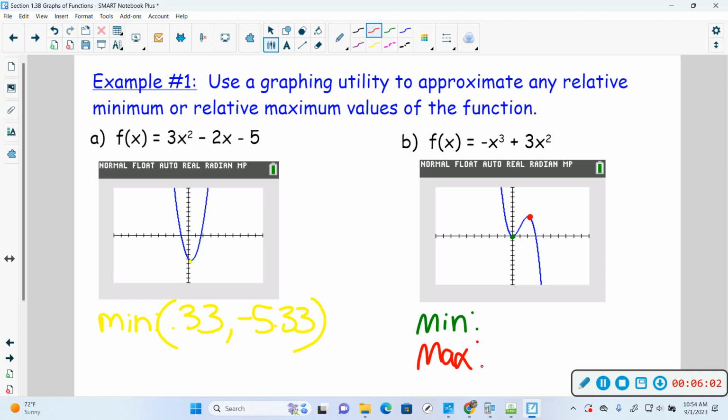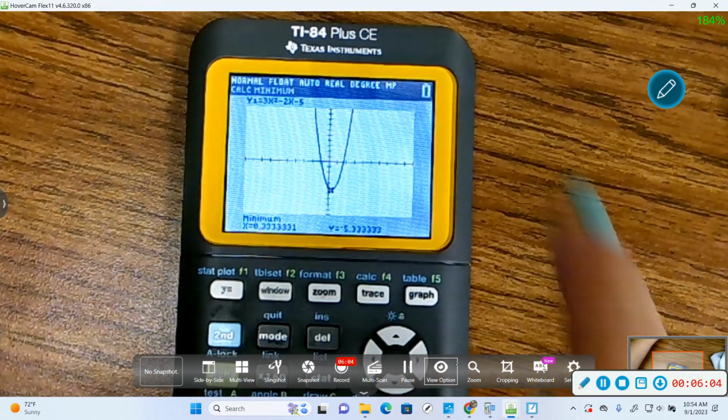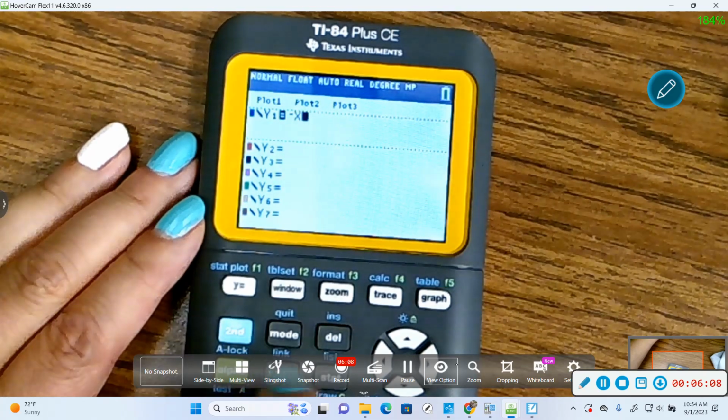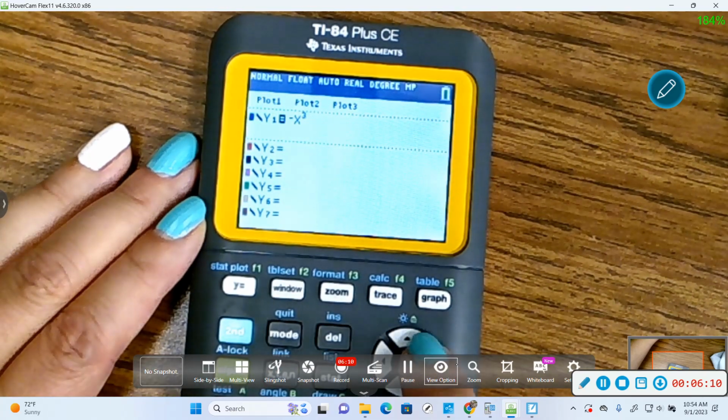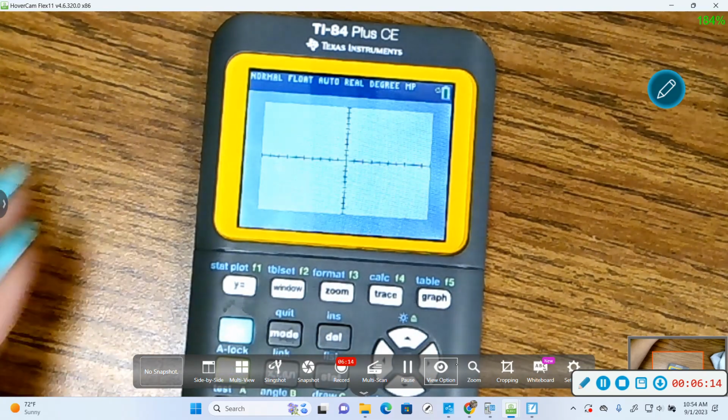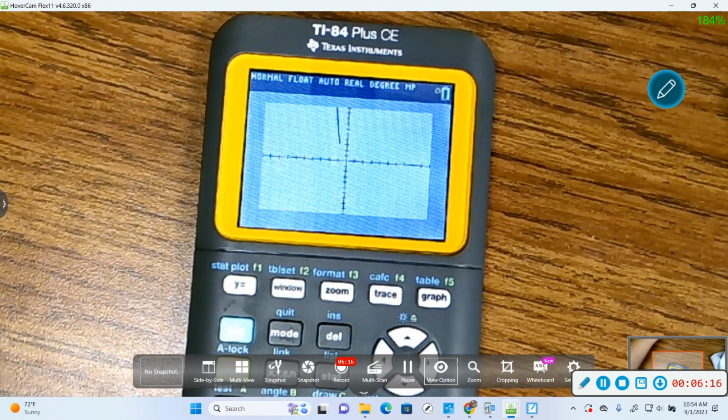Let's type it in here. So my y equals, I'm going to clear this out. Here we go, negative x cubed plus 3x squared. Got it. So I'm going to do the min first. Like I said, I think it's 0, 0, but let's just make sure.